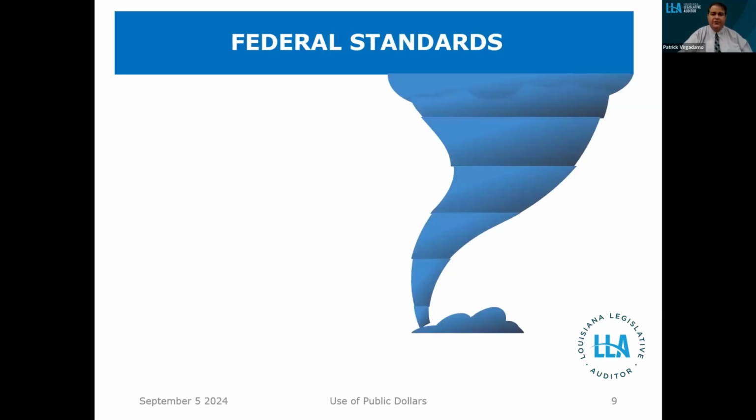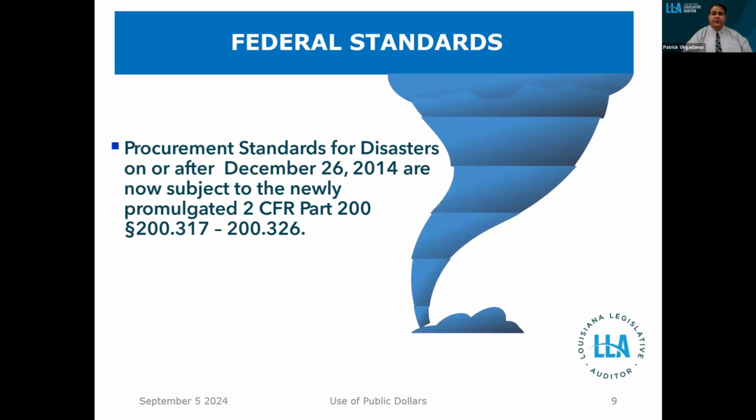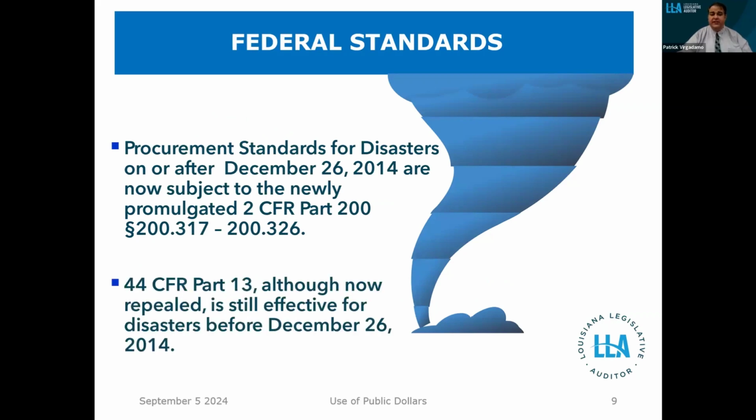Now, federal standards, the procurement standards for disasters that happened on or after December 26, 2014 are now found in a completely different section of the federal rules in 2 CFR Part 200. And so that will apply to those disasters. 44 CFR Part 13, even though it is now repealed, is still effective for all those disasters that occurred before December 26, 2014.